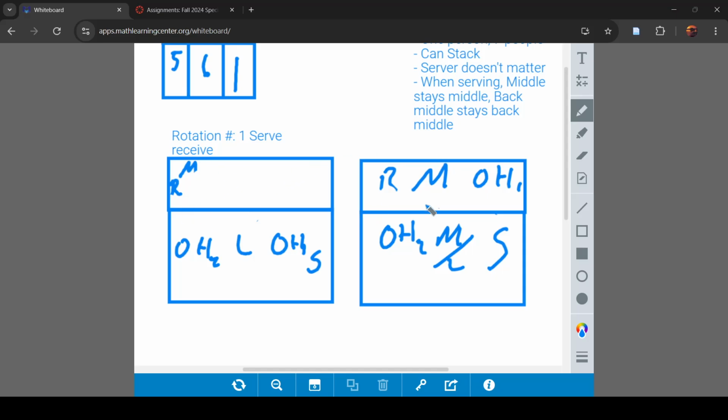Now, if you look, all of these rules that I established over here and this orientation that I established over here are being followed by our players, right?